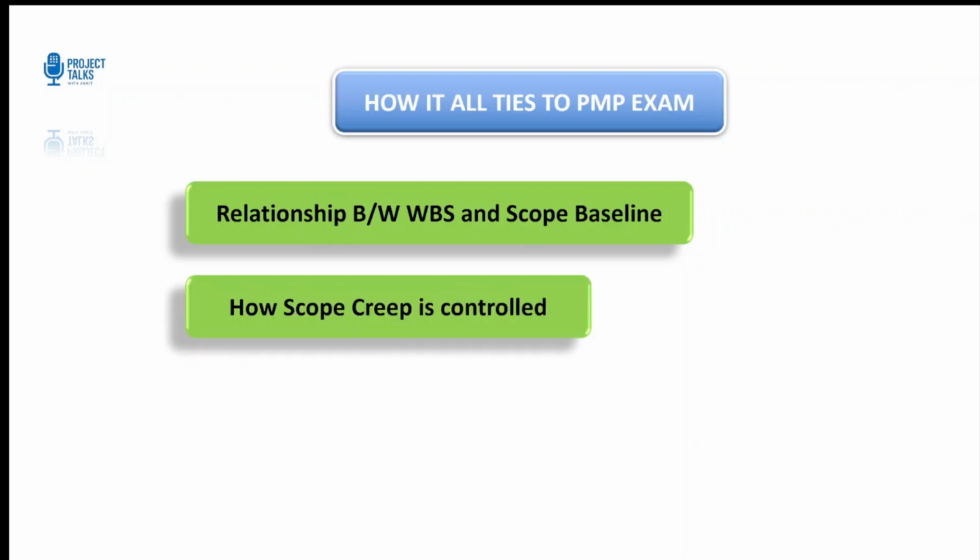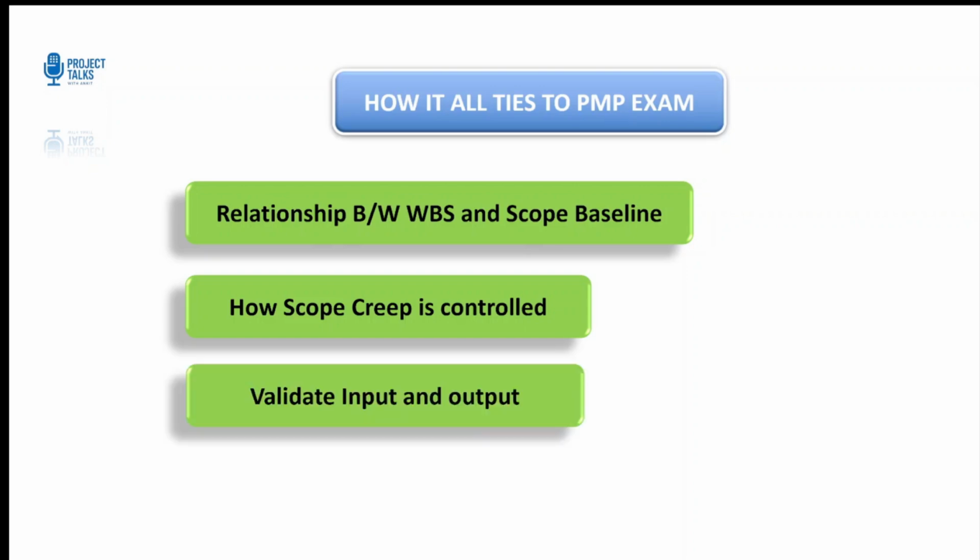Second, know how scope creep is controlled. The moment a stakeholder asks for something new, it goes through a change control process, not directly into your project plan. Third, be clear about the inputs and outputs of the validate scope and control scope processes. For example, validate scope outputs accepted deliverables, while control scope generates change requests when something shifts.